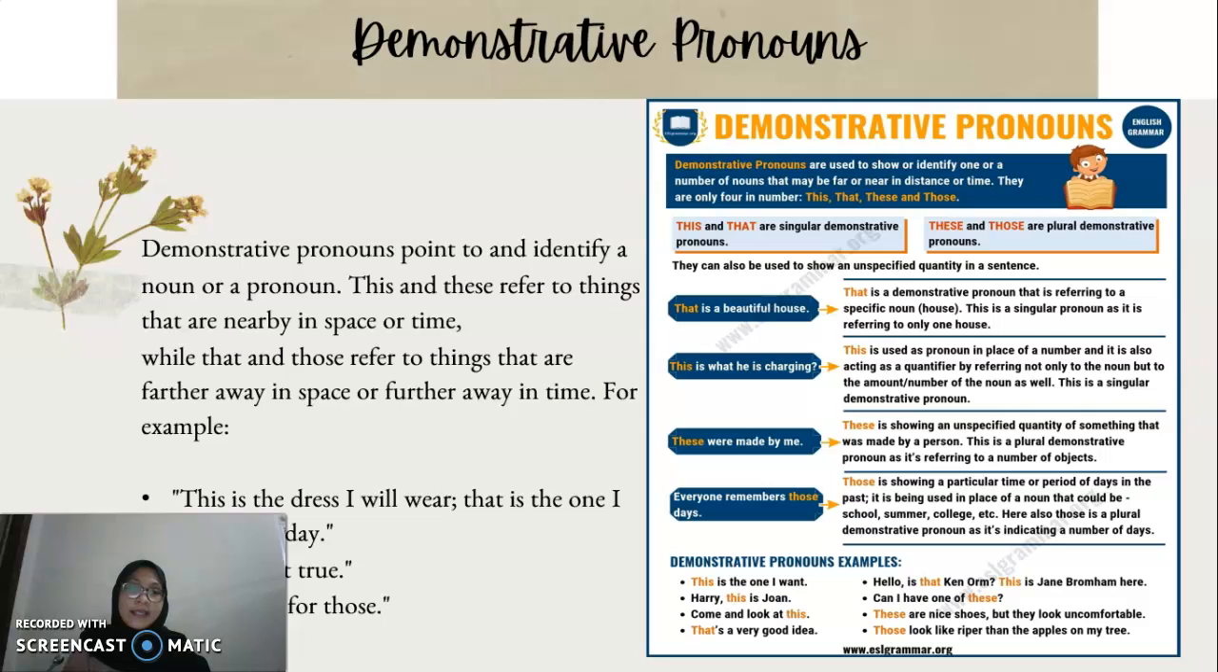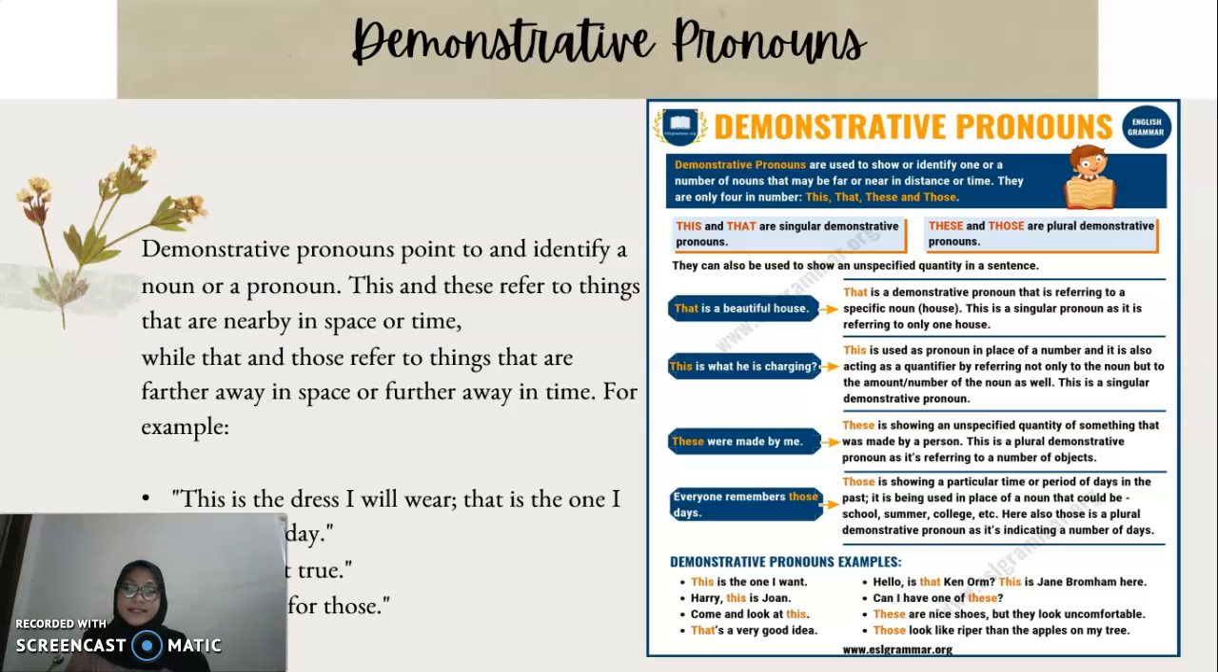"This is what he is charging." This is used as a pronoun in place of a number, and it is also acting as a quantifier by referring not only to the noun but to the amount or number of the noun as well. This is a singular demonstrative pronoun.